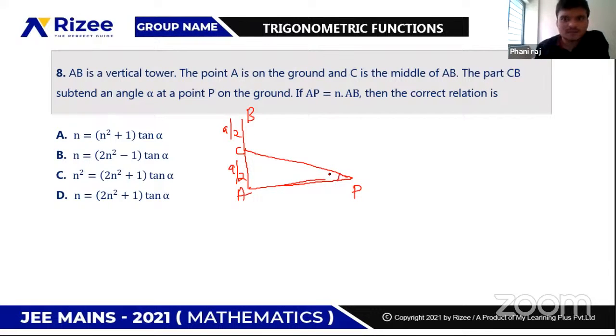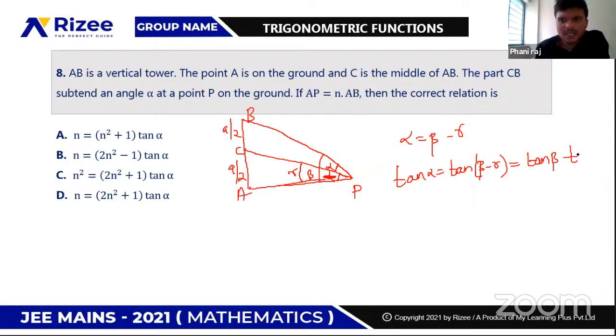The part CB subtends an angle alpha. So this is alpha. Suppose this entire thing is beta, and only this thing is gamma. Then what can you say about alpha? Alpha equal to beta minus gamma. So we'll do the same thing. We'll find out tan alpha equal to tan of beta minus gamma, equal to tan beta minus tan gamma by 1 plus tan beta into tan gamma.